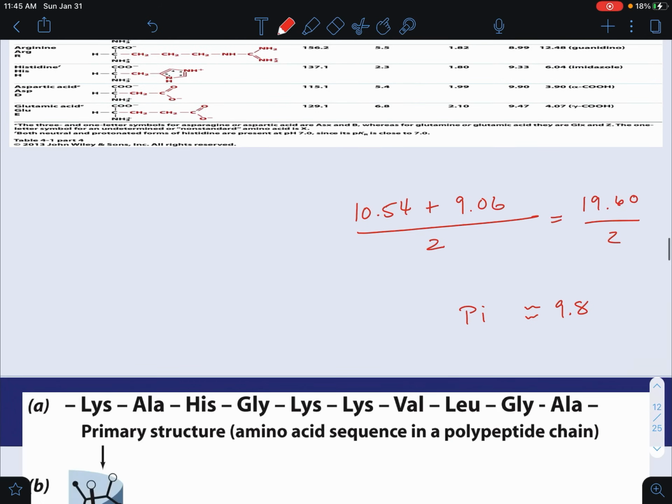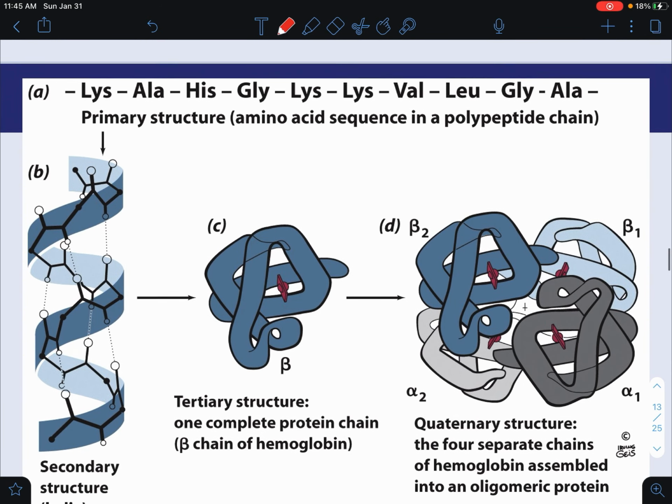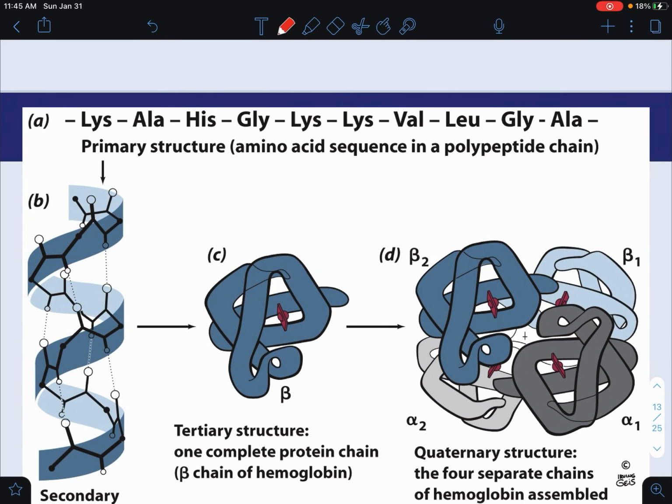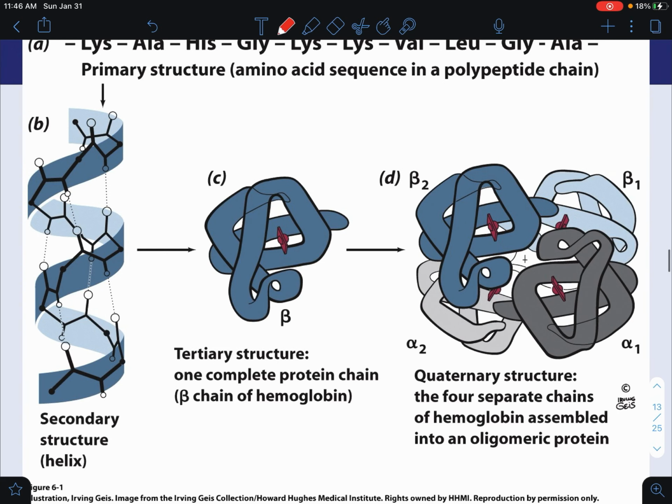See, just that simple. All right, now moving on towards amino acid structure, or the sequence. You first have primary structure, which is just the sequence of amino acids in a polypeptide chain. Then you have secondary structure, which looks like this alpha helix, similar to DNA. Then tertiary structure, which is composed of one complete protein chain. And then your quaternary structure, which is like four separate tertiaries put together. We'll go into a little bit more detail about that.